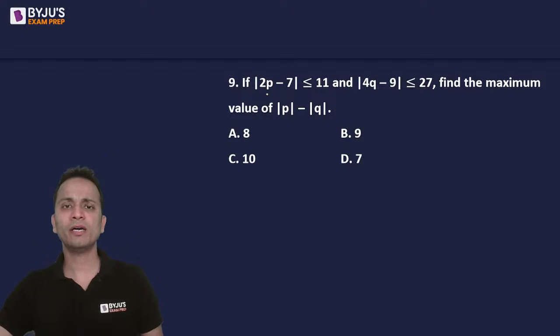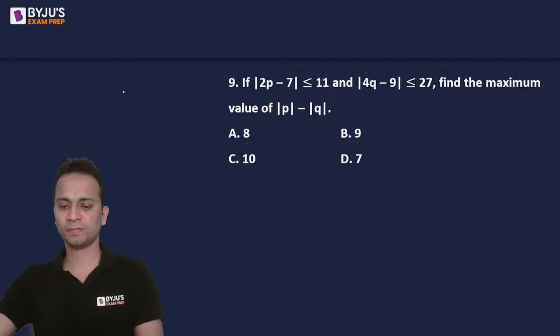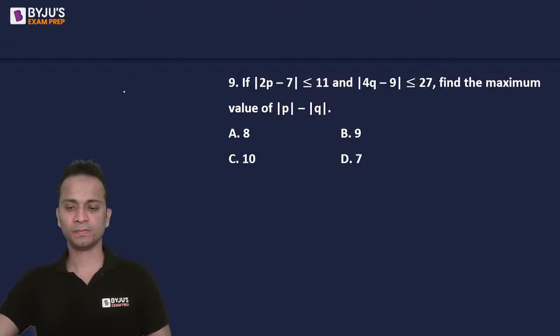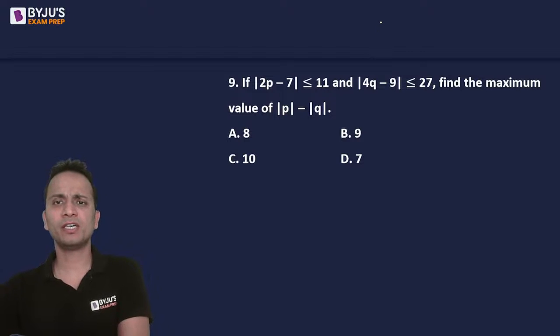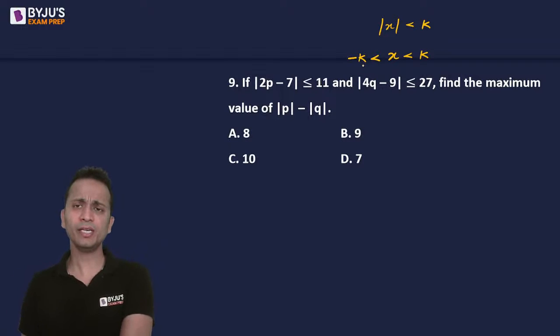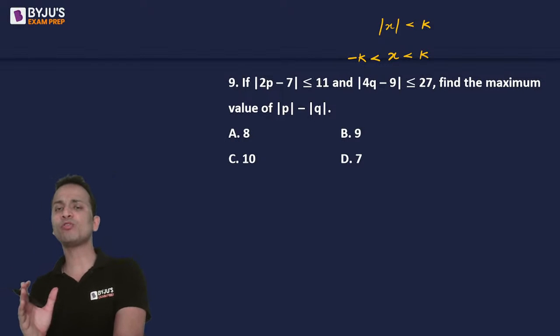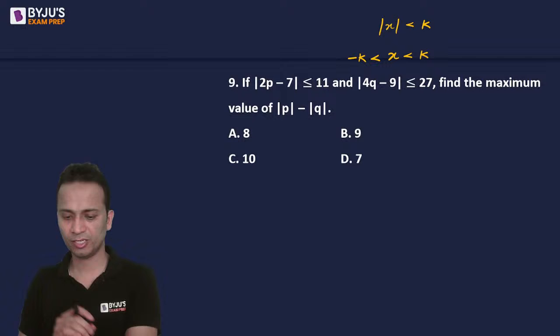So you are given two inequalities in the form of modulus and another expression in the form of modulus for which you'll have to maximize the value. The logic that will be used here is if you are given mod x is less than k, where k is a positive number, then the value of x will be between k and minus k. Okay, so if modulus of x is less than k, then the value of x will lie between minus k and plus k. All right.